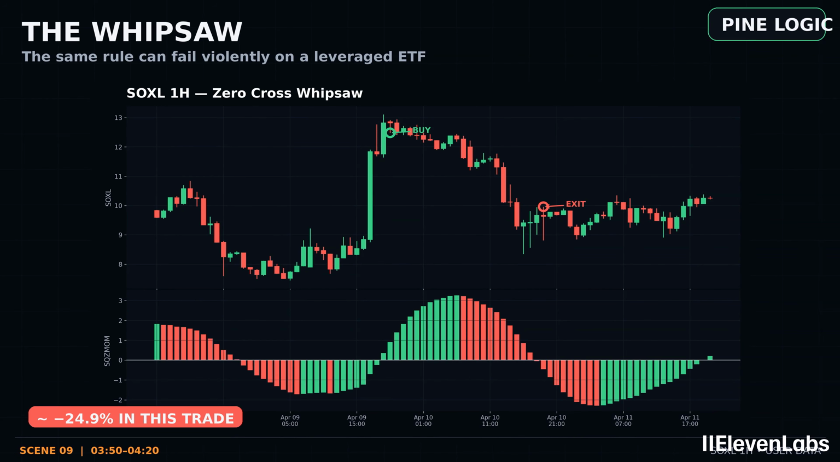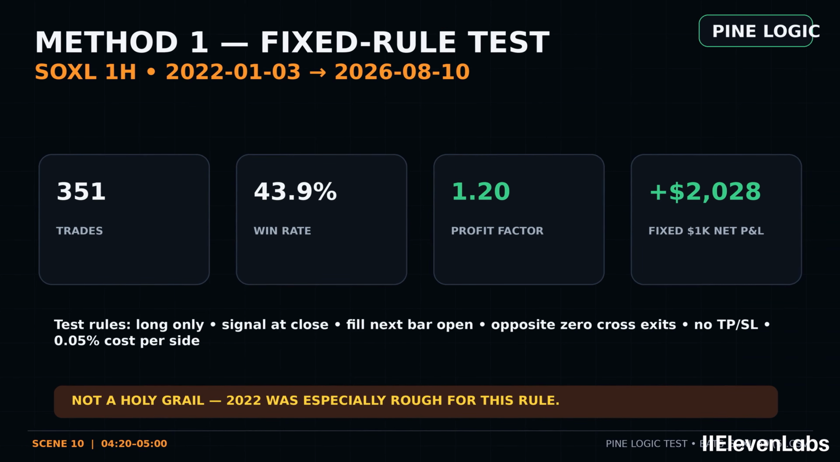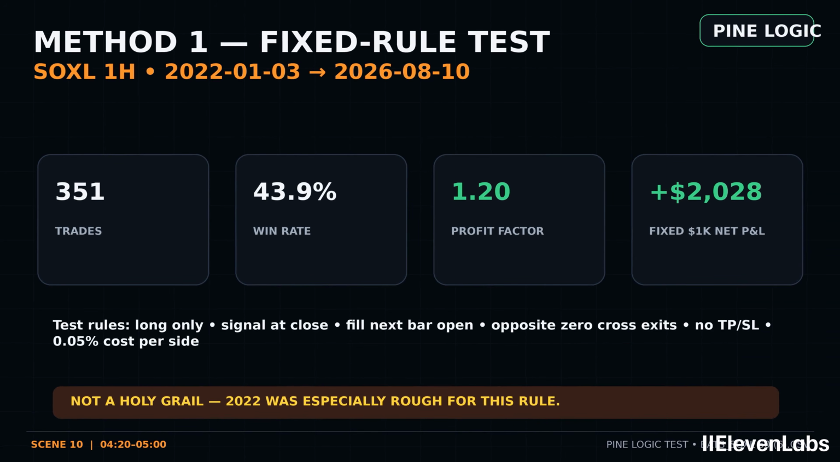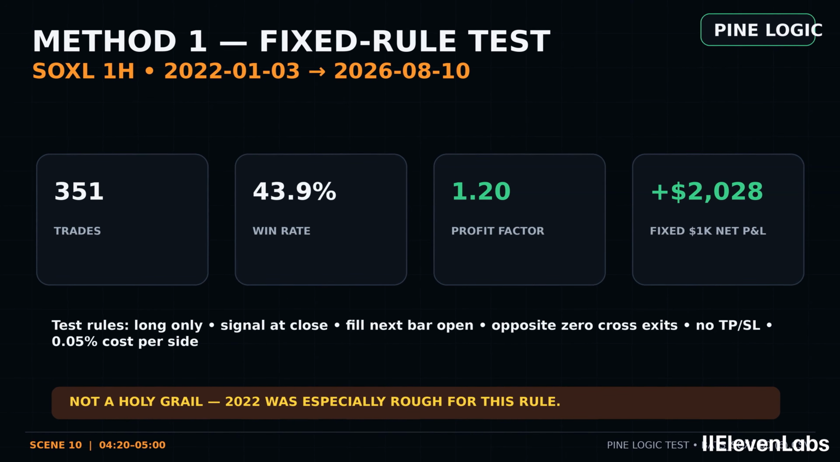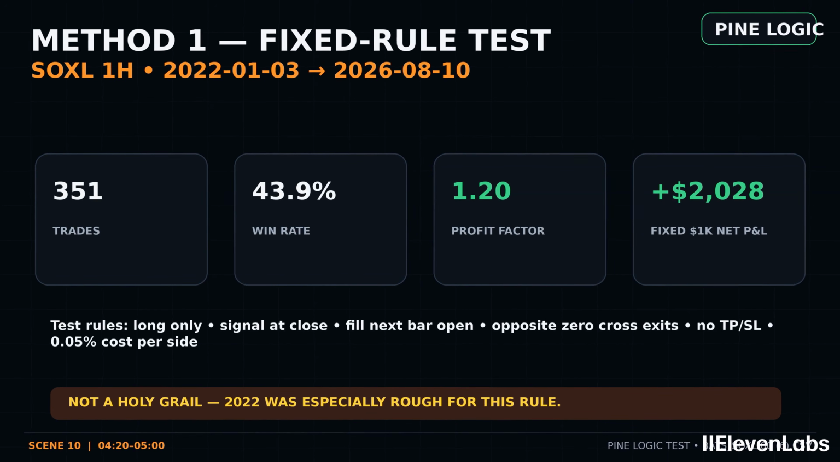Using a fixed $1,000 position for every trade, the net gain was about $2,028. Useful? Yes. Holy grail? Definitely not. Method 2 ignores the zero cross completely.